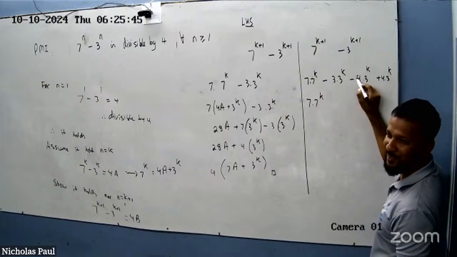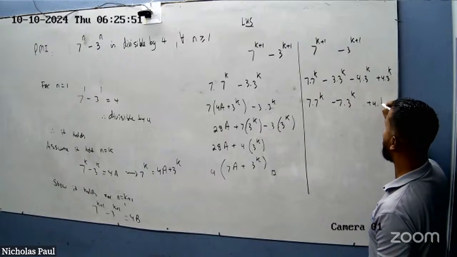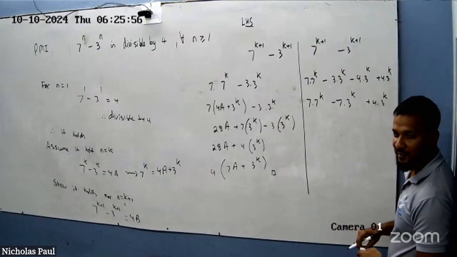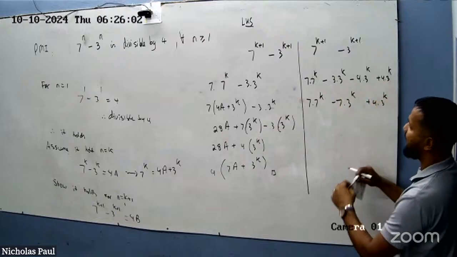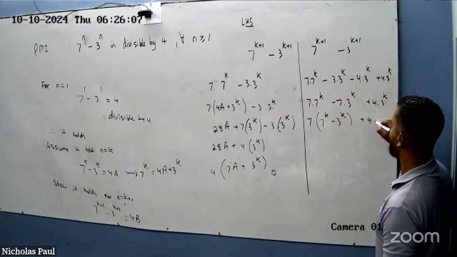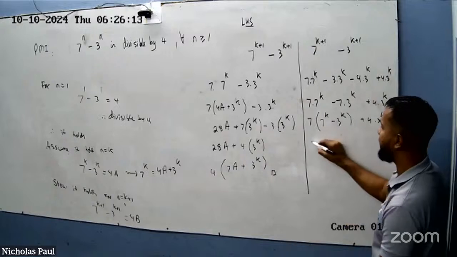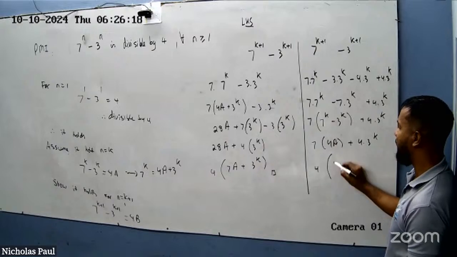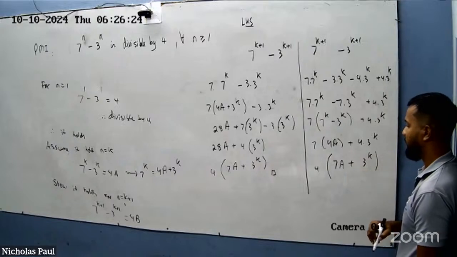Minus 3 minus 4 is minus 7 3 to the k plus 4 3 to the k. See that? So minus and a minus give us 7, and I'm leaving the 4 3 to the k here. Now I can factor out 7. And I know that this is 4a. So now I can factor out 4 and I'll get 7a plus 3 to the k. That's it.